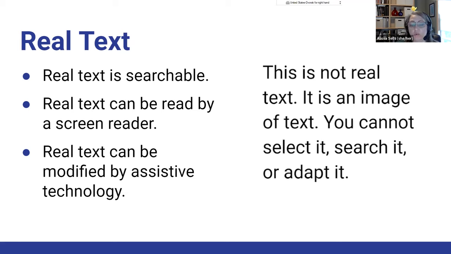Also, you can't keyword search with text that's in images, because your computer just recognizes it as an image. So this creates a readability and usability issue for a lot of students. And the loss of this adaptability means that it's not accessible for your students.